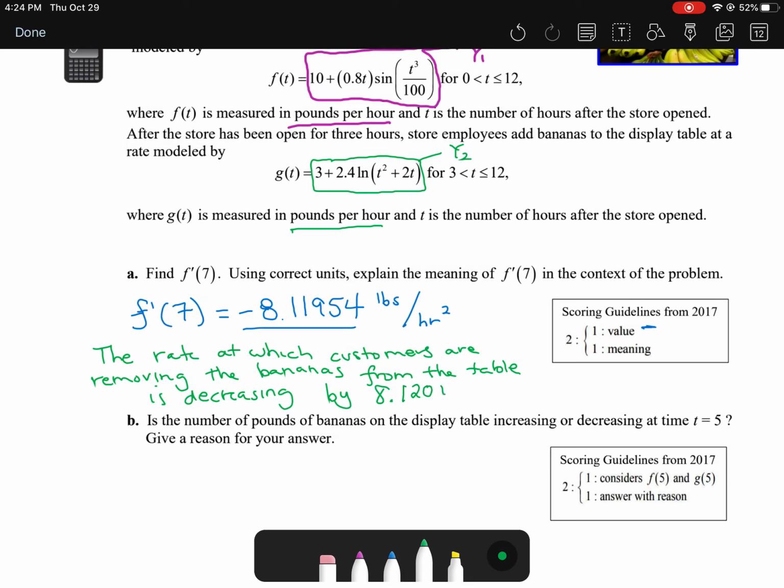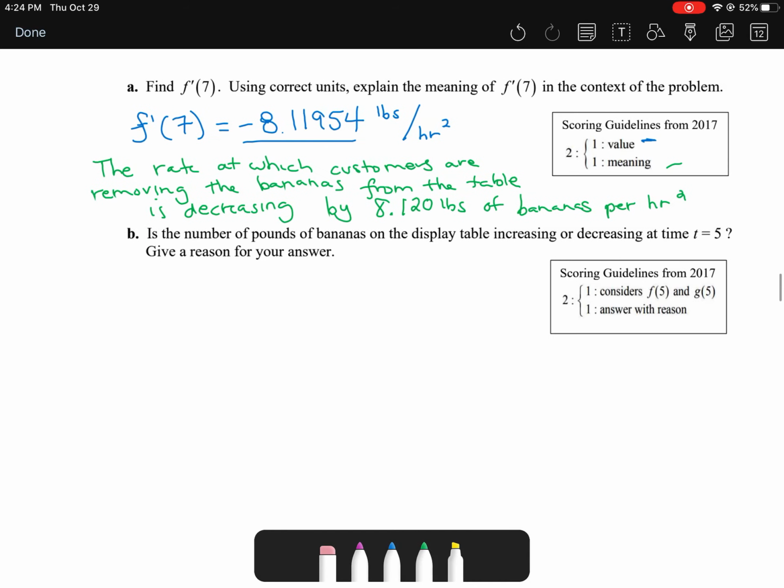8.120. We just need 3 decimal places. Pounds of bananas per hour squared. And oh, and you can put at time t = 7. Okay, there we go. That's got our 2 points. Okay, let's see how we did for B then.